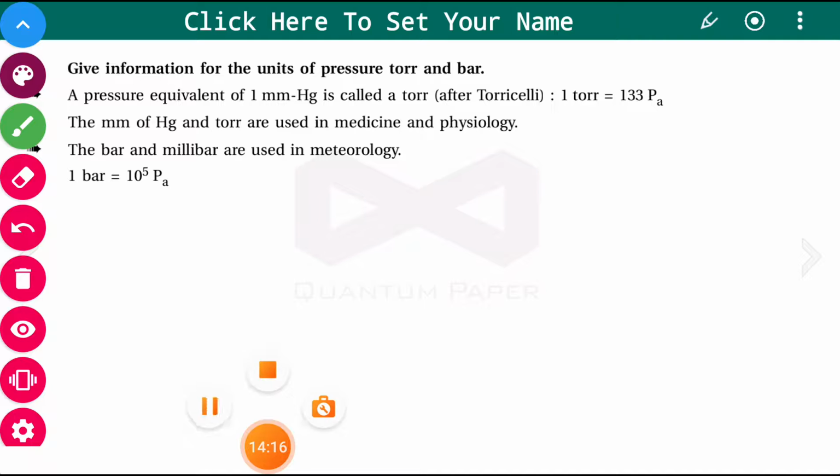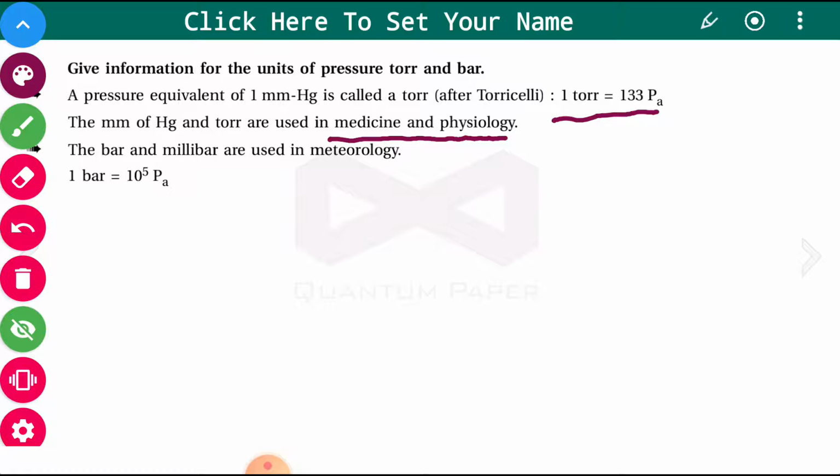There are certain units of pressure. Pressure has different units. Say 1 torr. Torr is a unit of pressure. 1 torr is 133 Pascal. The millimeter of Hg and torr are used in medicine or physiology.